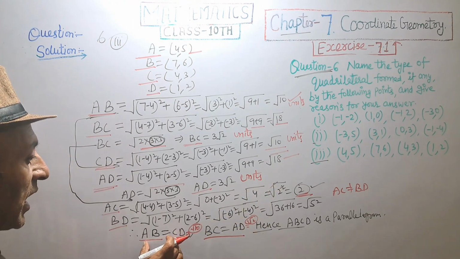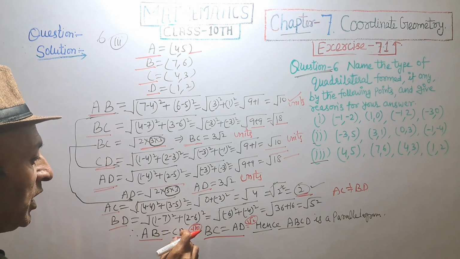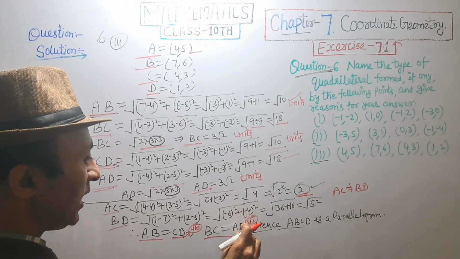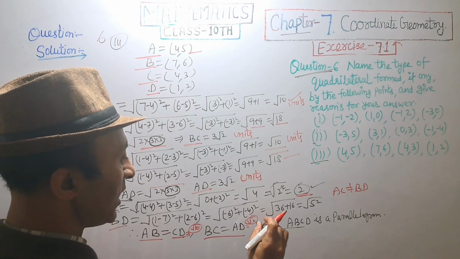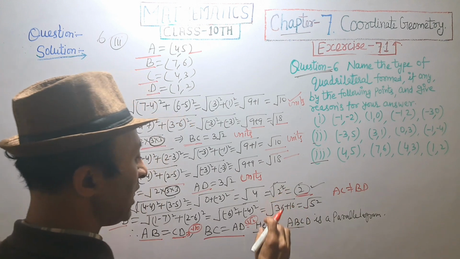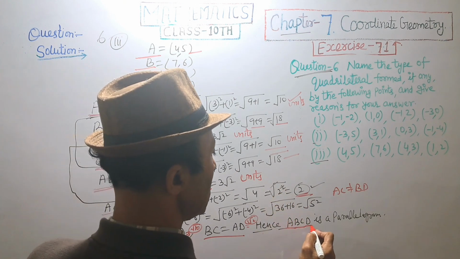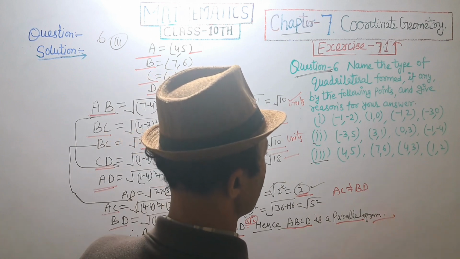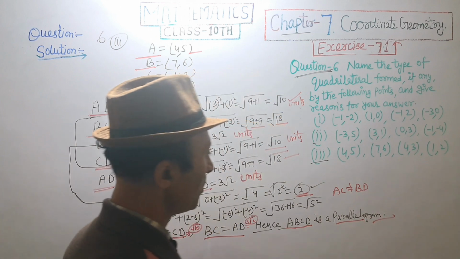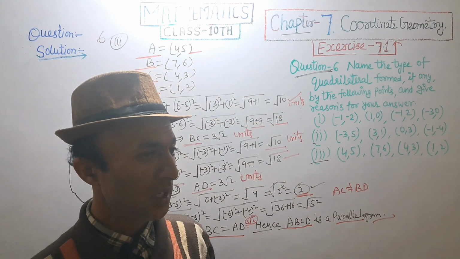So two pairs of sides are equal. AB is equal to CD and BC is equal to AD. Hence we can say that quadrilateral ABCD is a parallelogram. Hence proved. Thank you so much.